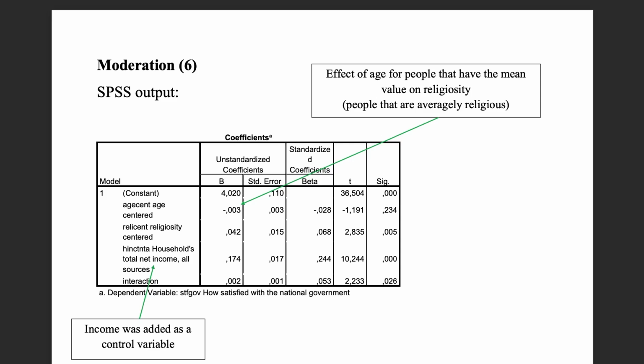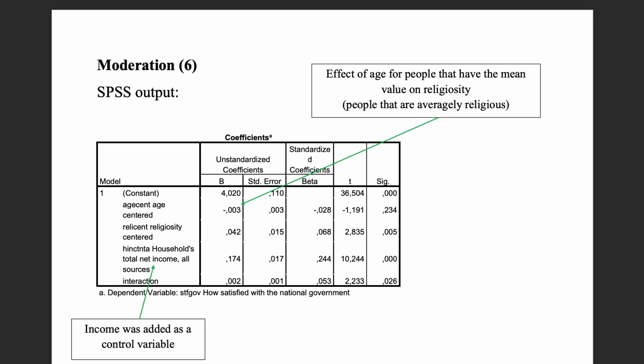This is actually not that difficult to interpret. Because, well, what are the main effects? Remember, the main effect in an interaction model is the effect of that variable if the other variable that's involved in the interaction is 0. So in this case, we changed the 0 values to correspond to the mean values of age-centered and religiosity-centered. So how can I now interpret this age main effect of minus 0.003?